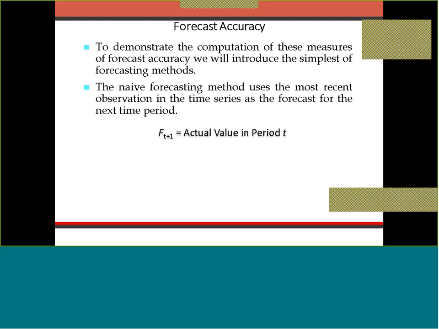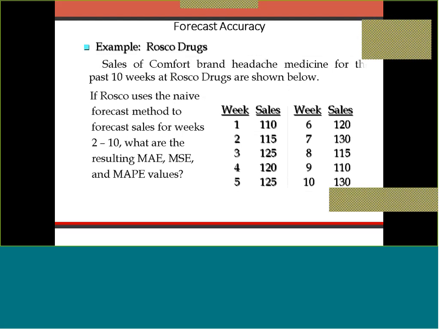For example, you have some data on the first day. To forecast the second day, we are using the first day data only. So the (t+1)th level forecast is the same as the actual value in period t. I'm giving you an example of Roscoe Drugs. Problems are very easy to solve in this method.